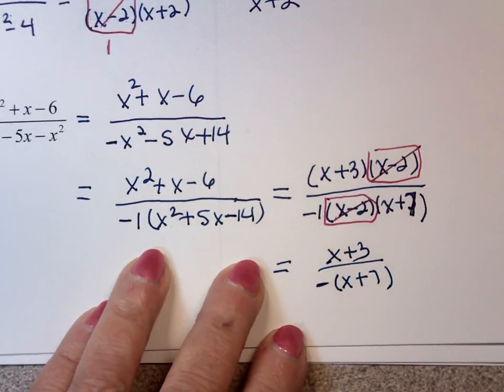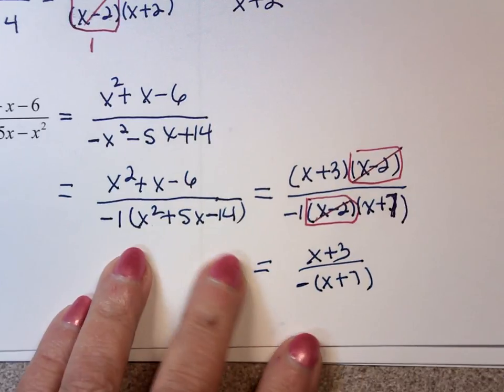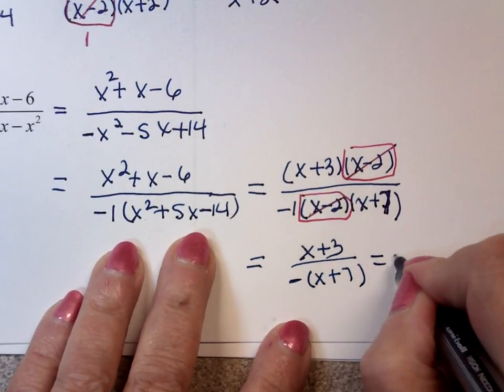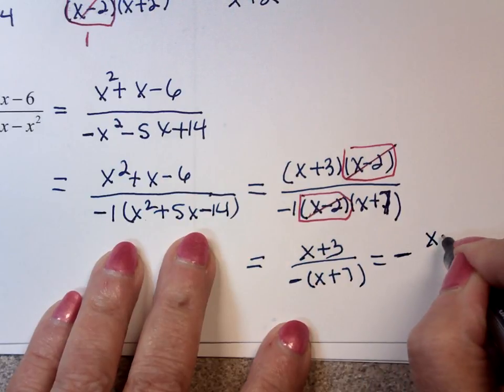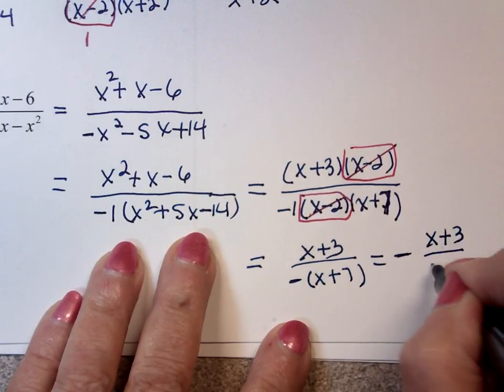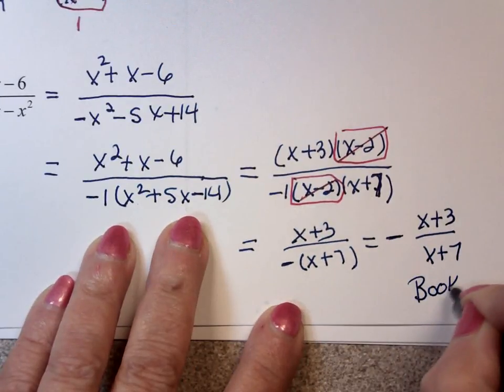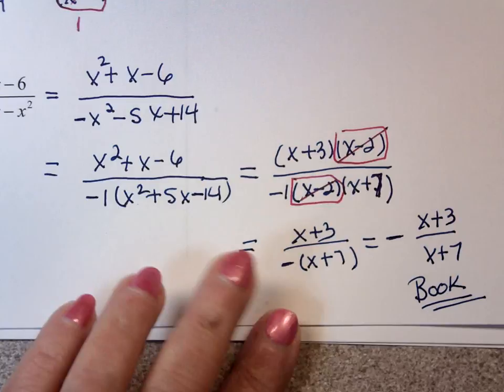Now, by the way, I'd accept that answer because of where you are right now. But your book would take that minus and put it in front of this whole thing because these are pluses. My guess is that's what your book answer would look like. But I'd accept either one.